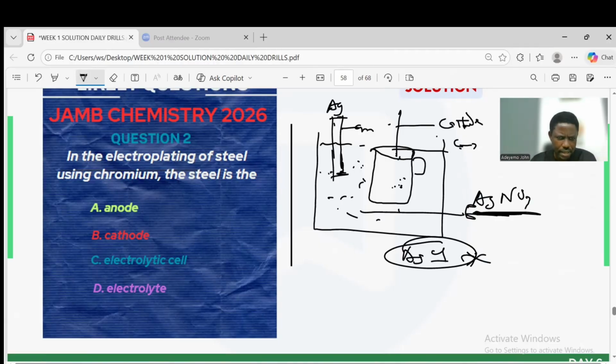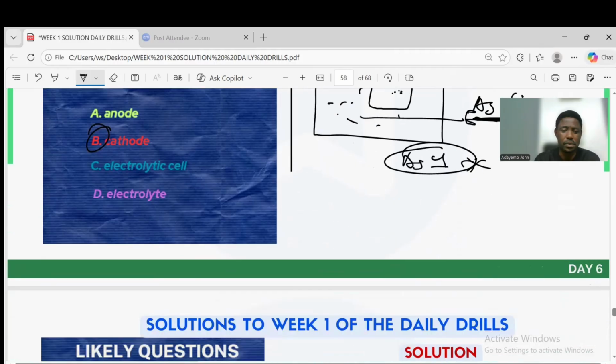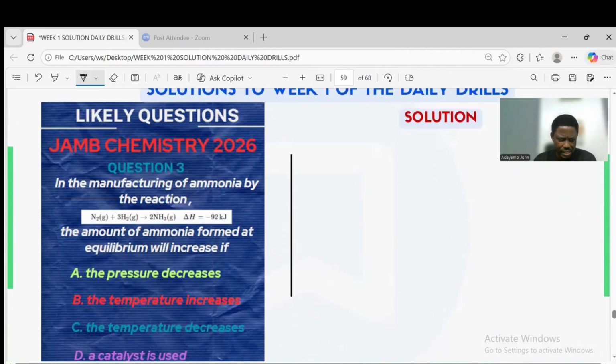So we are here in the electroplating of steel. We are coating steel with chromium. Chromium will be used as the anode. Then the soluble chromium salt will be used as electrolyte, while the steel will be used as cathode. I hope you get that. All right, if you want to coat your teeth with color too, that's how to do it. So let's see this.